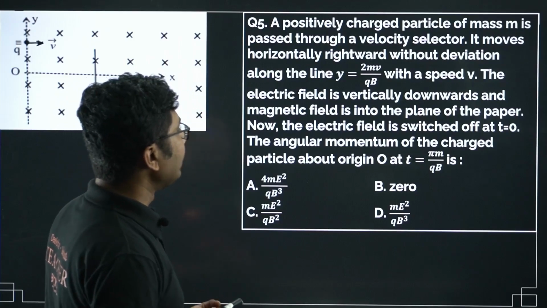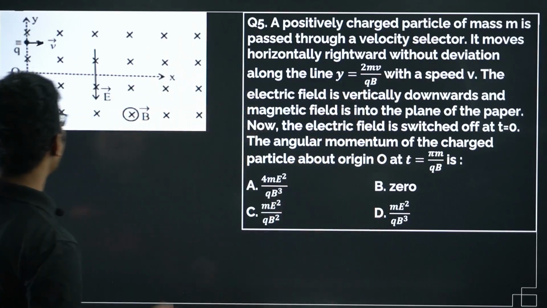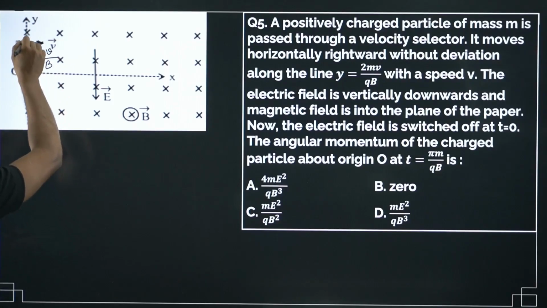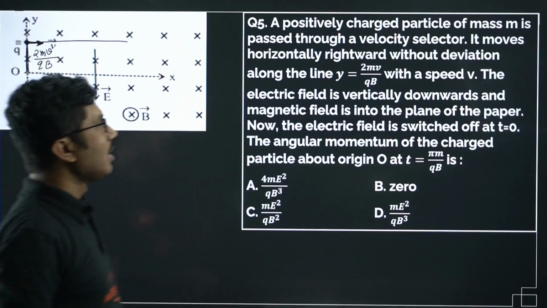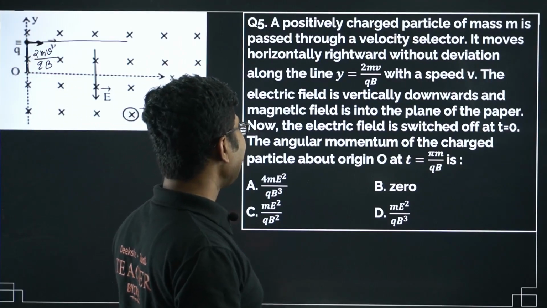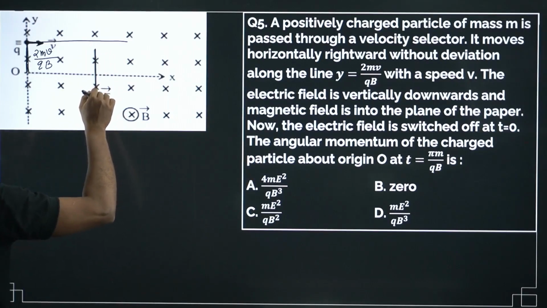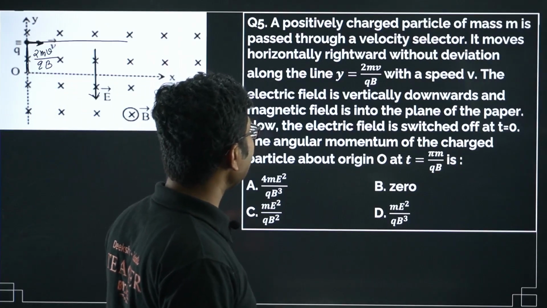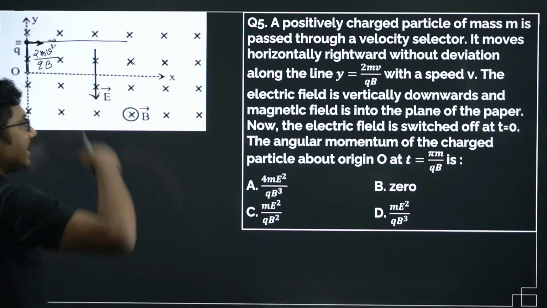Without any deviation, the line y equals 2mv by qB. So this is the line equation, which is obviously the distance from the origin, with the speed v. The electric field is vertically downward, and the magnetic field is into the plane of the paper. As you can see, the magnetic field is into the plane of the paper, so it is in this direction.